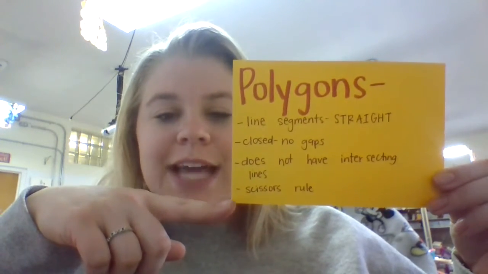And so you can kind of test it in your head by thinking of the scissors rule. What the scissors rule is: if I start cutting, can I cut all the way around on every single line and end up with one whole figure with no curves in it cut out? We're going to look at some examples and decide if it yes is a polygon or no it is not a polygon.